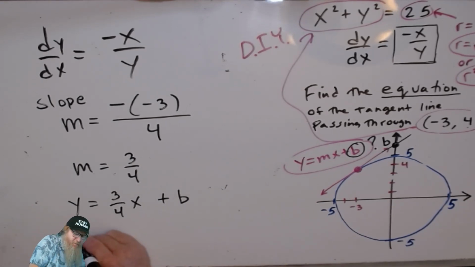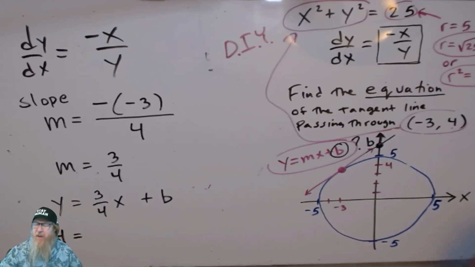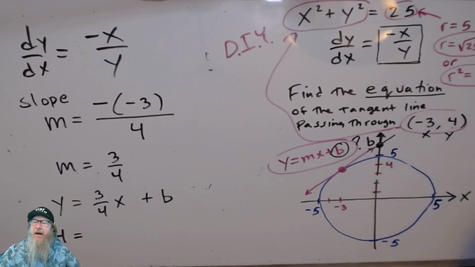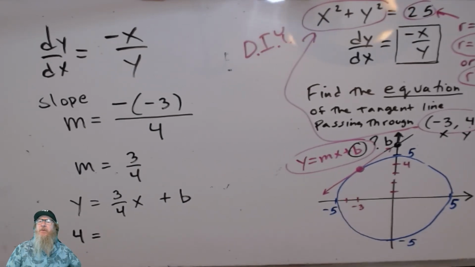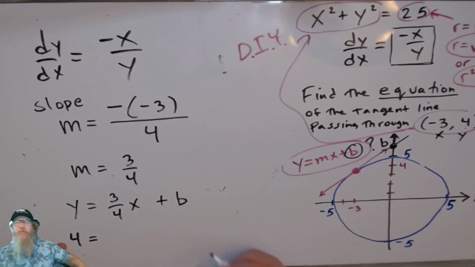So we're going to put 4 here for y. Got to put them in the right spot. So this is x and this is y. So y is 4. Hope I'm not in the way here. Let's scoot over a little bit.